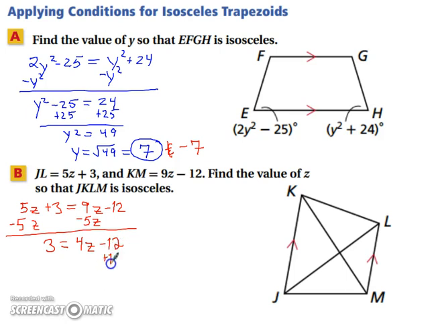So we're going to add 12 to both sides as we want to undo addition and subtraction first. So we now have 15 equals 4z. And when we divide both sides by 4, we end up with z equals 3.75.